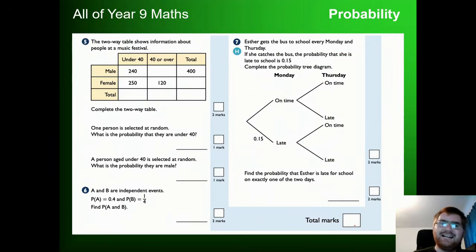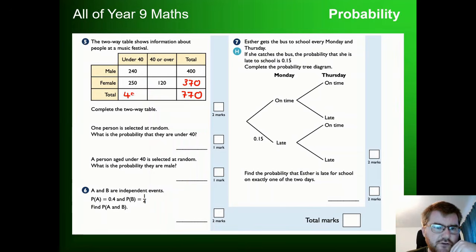Now onto a classic two-way table question. So this is very, very common, GCSE, iGCSE, in lots of different courses. We need to complete it first of all. So we just keep filling in gaps that make sense. So 250 here plus 120, so the total here is 370. Total here is 770. Let's try to do the most easy calculations possible.